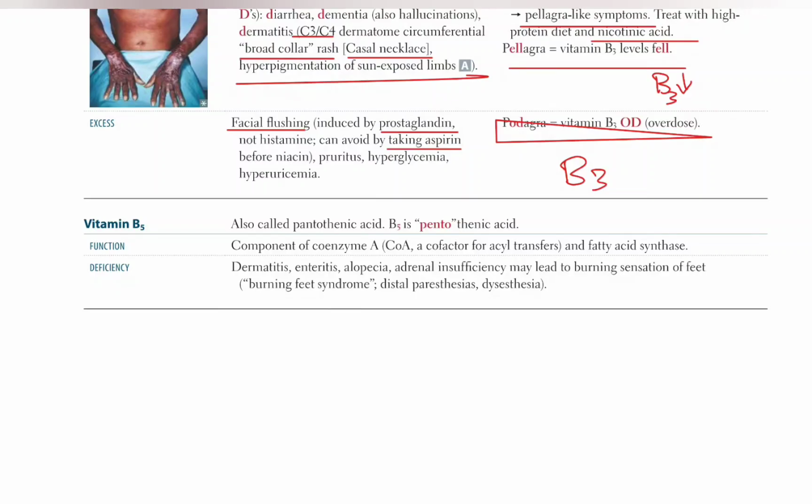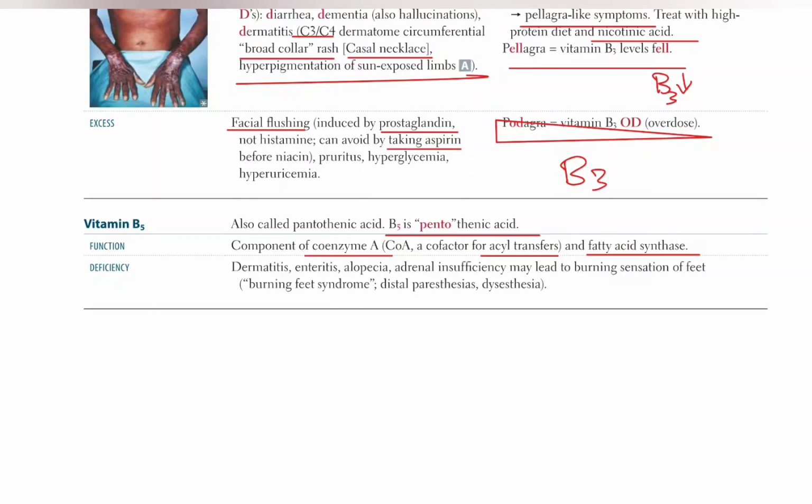Vitamin B5 is also called pantothenic acid. We will discuss its function and deficiency. The main function of vitamin B5 is that it is a component of coenzyme A, a cofactor for acyl transfers and fatty acid synthesis. So it is mainly used for fatty acid synthesis.